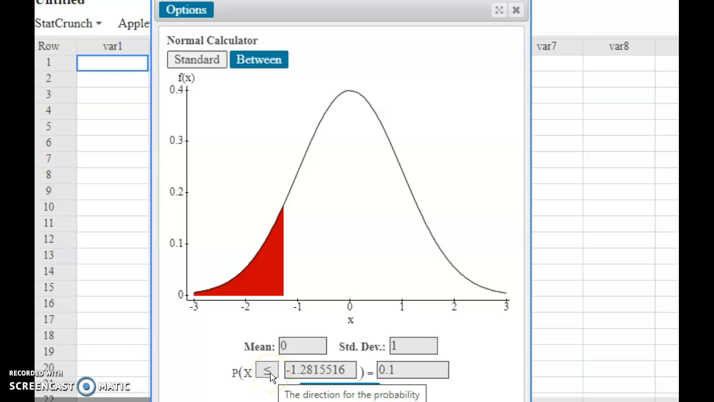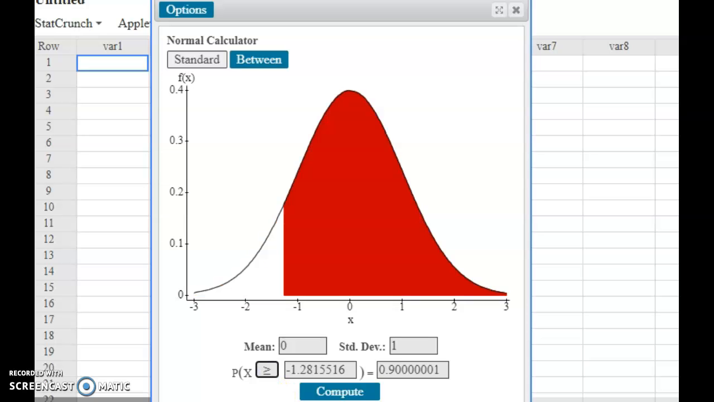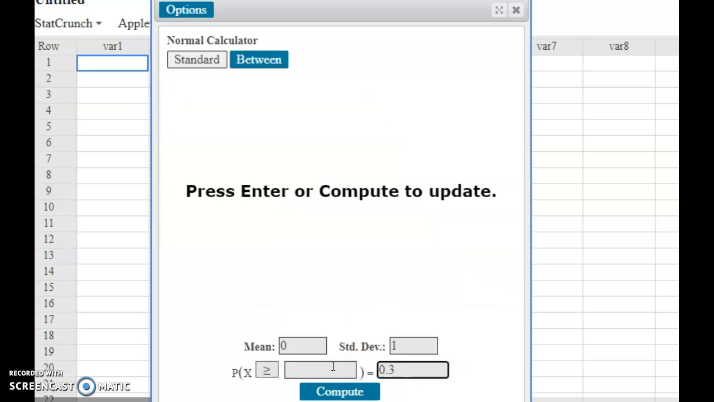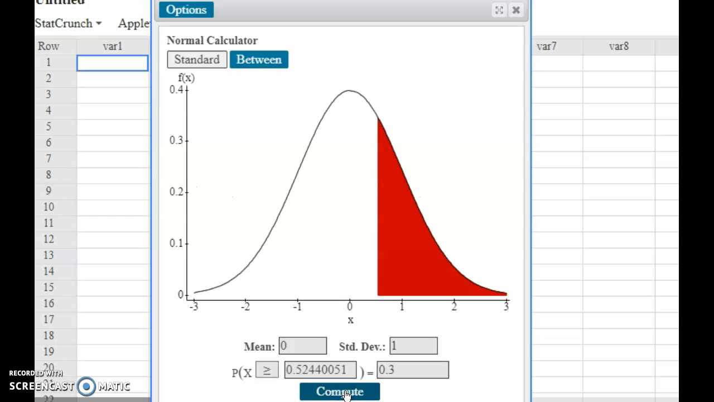Now this is where it's nice, because when I'm trying to find the area to the right, which is 30%, I can simply switch my sign to a greater than symbol, change this to 0.3 or 30% on the right, and then I can find my z-score of 0.52. The best part about it is that you have the little image that shows you that you're finding the correct area as well.